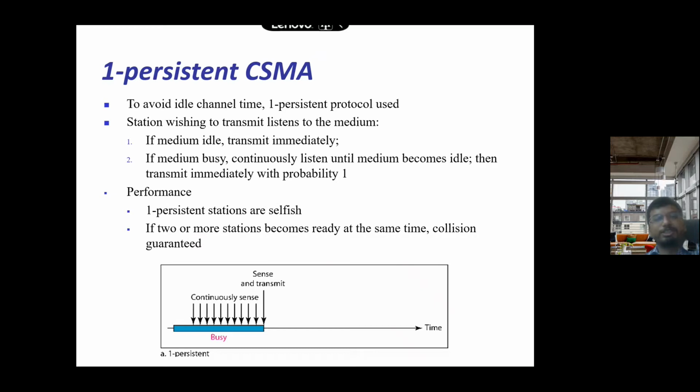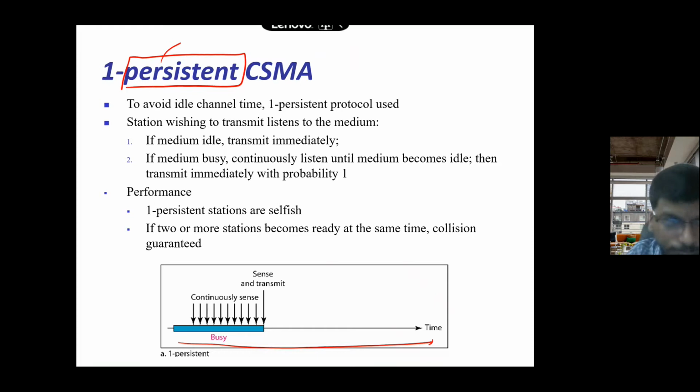So looking at the one persistent CSMA, this is over the time axis, where the persistence, now what do you mean by persistent? Persistent meaning you're checking persistently. So every device here is going to check the medium status. If the medium is busy, if someone is talking, wait till they stop. As soon as they stop, you can capture the medium. So that sort of competition is what in one persistent we are trying to do.